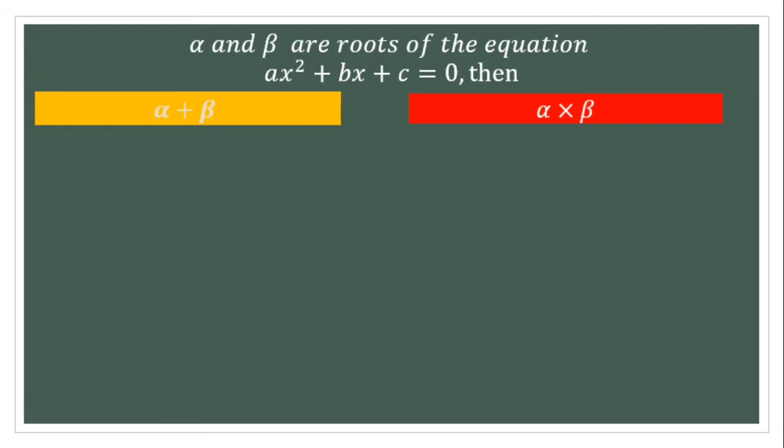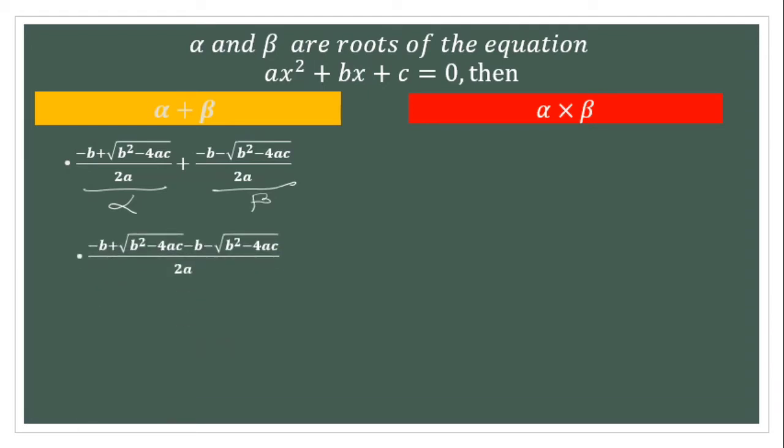So let's start with alpha plus beta. When we take their addition we get minus b plus square root of b square minus 4ac upon twice a. Okay, this term is alpha, and minus b minus square root of b square minus 4ac upon twice a is beta. Okay, we are taking their addition. In the next step we will get this term. Okay, this plus minus will become minus and same here. In the next step you get minus 2b upon 2a.